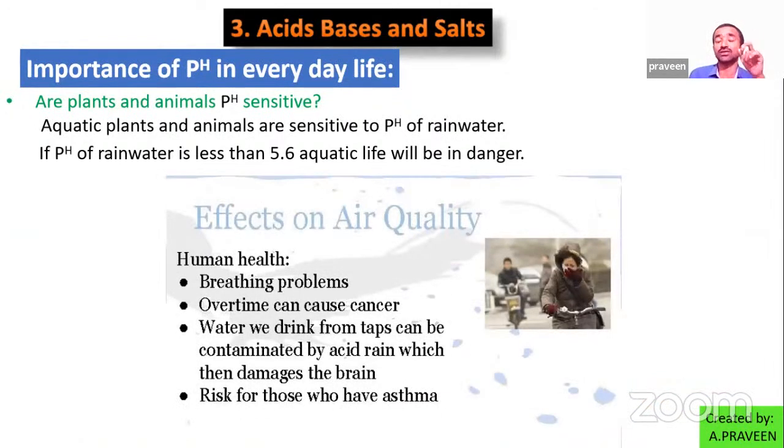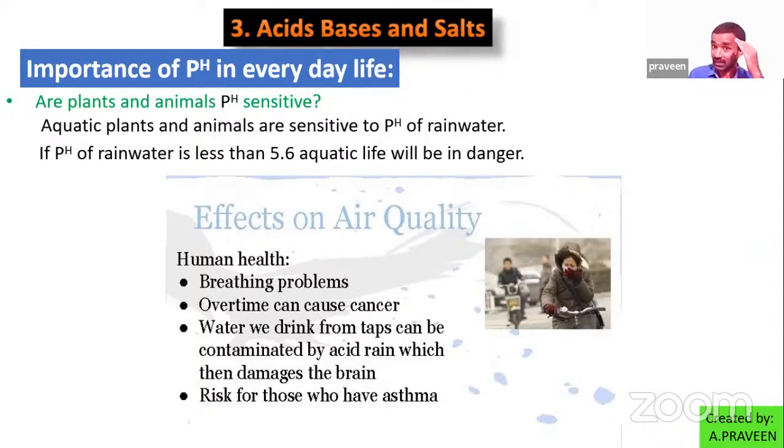See that, it also changes the quality of air. Acidic rain causes risk to humans. Maybe they face problems like asthma, breathing problems, and respiratory diseases. Also, if you receive acidic rain many times, it can cause cancer. If you drink that water, maybe it affects your brain also. So these are the effects of acidic rain on our body.